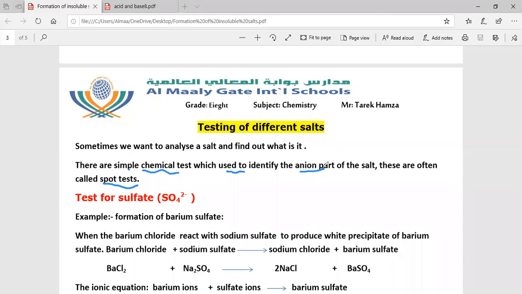Anion part like this equation. Yahya, do you have any question? You were asking about the anion part. Yes, I can answer. The anion part is the negative charge, negative ions. The cations are positive. The anions are negative. Okay.